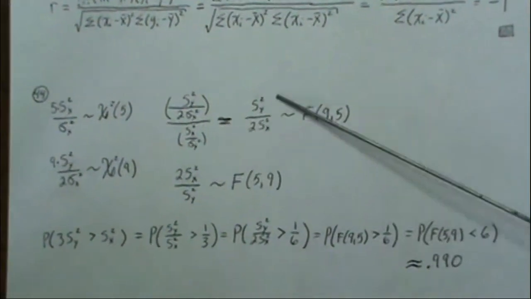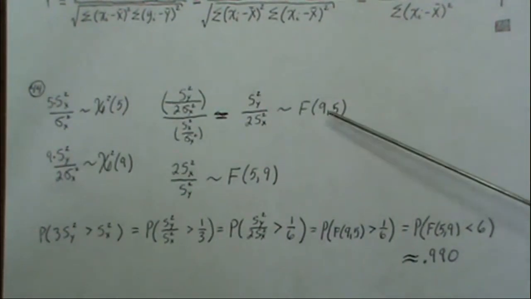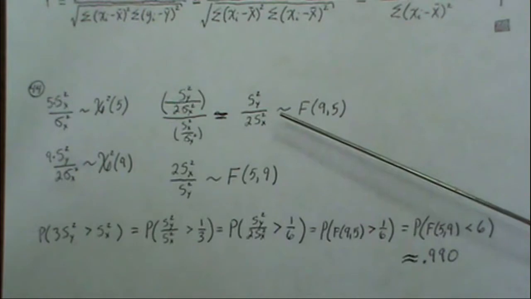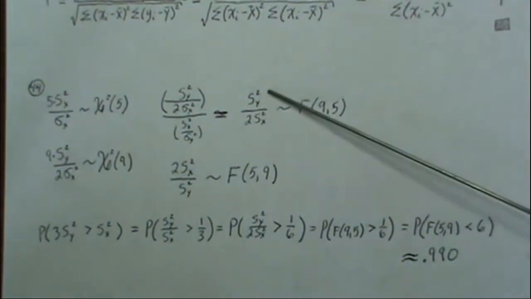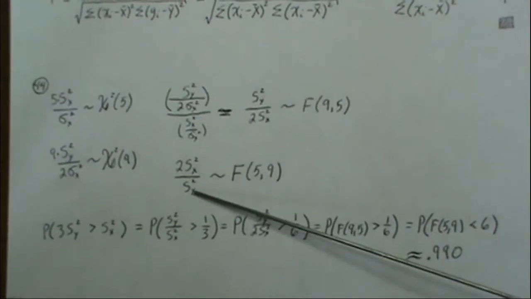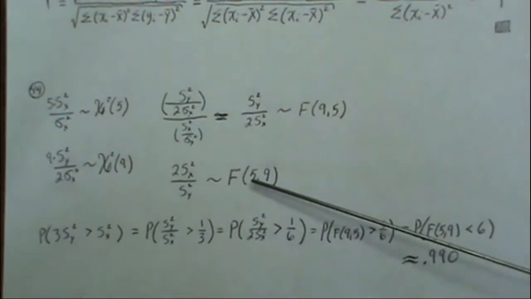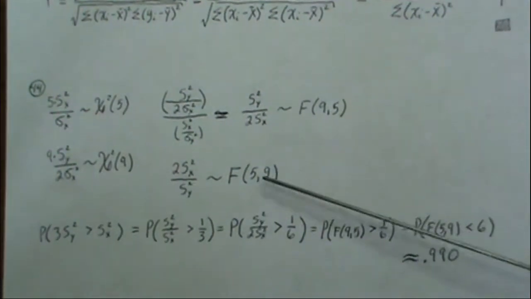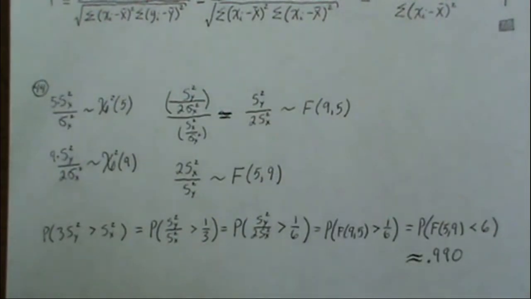So then that simplifies to this, which is an f, 9 numerator and 5 denominator degrees of freedom. But since we could flip those, take the reciprocal, which is this, and then we reverse the numerator and denominator degrees of freedom, 5 and 9. And the reason I do that, it depends upon what kind of table you're given to look these up.